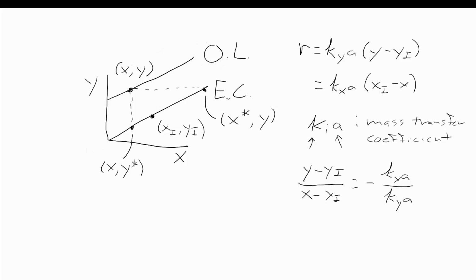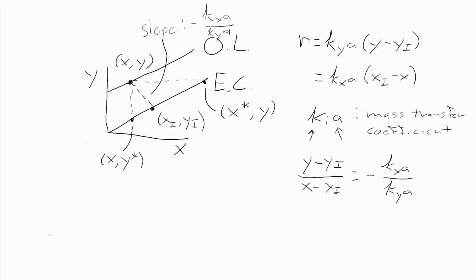All right, so we'll draw this line in as such, and we will indicate that this line has a slope of negative Kxa over Kya. Now, in order to relate the operating line to the equilibrium curve, we're going to define an overall mass transport rate.